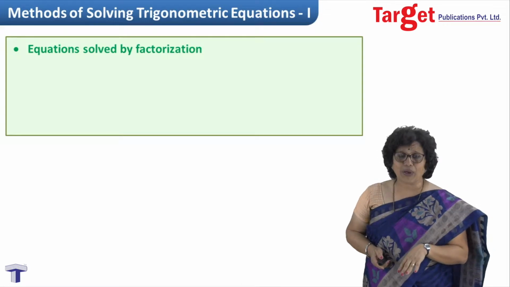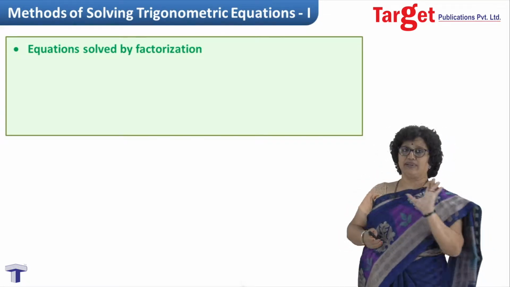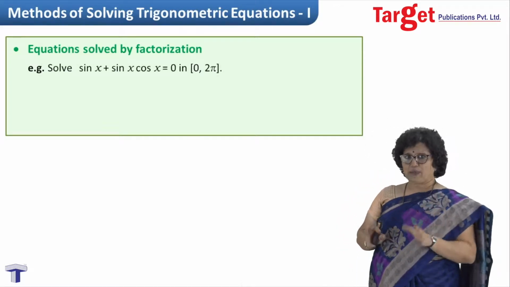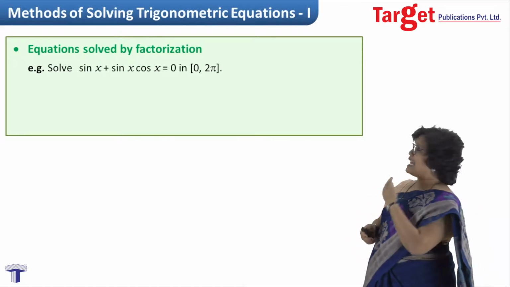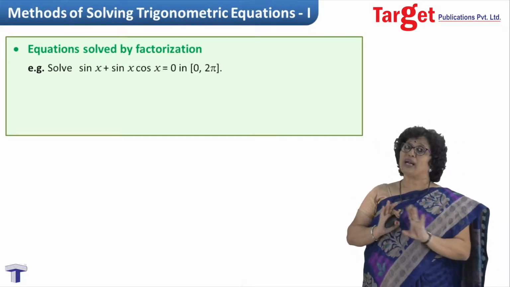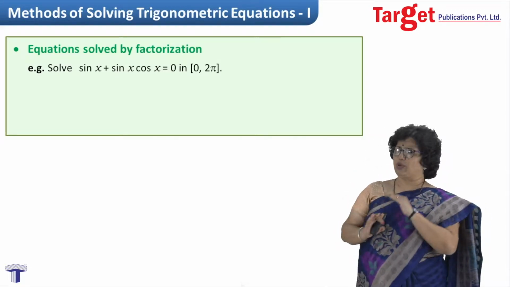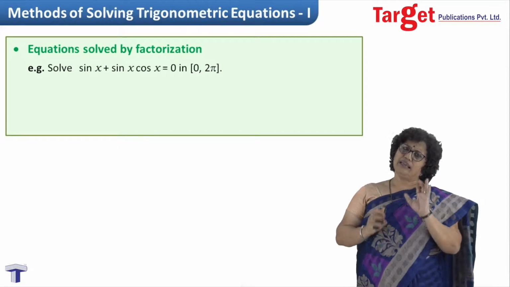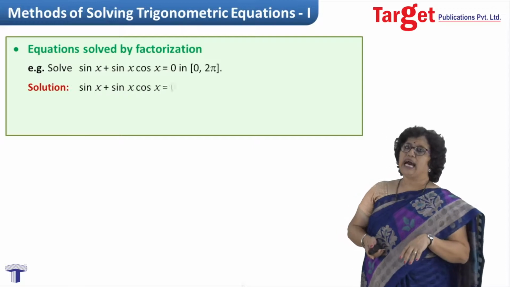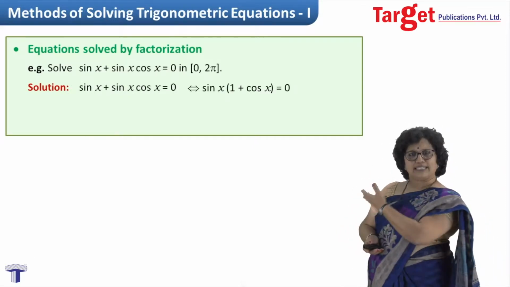Now, the first thing I take here is the simplest method. You may factorize the equation and solve a trigonometric equation. So it's better that I start with a question: sin x plus sin x cos x equal to 0. Here, I'm not asking you to get a general solution. I have given you an interval also because it's my first question, and it's better that we start in one particular interval only. Then how do we proceed? I can factorize it and write it as sin x into (1 plus cos x) equal to 0.